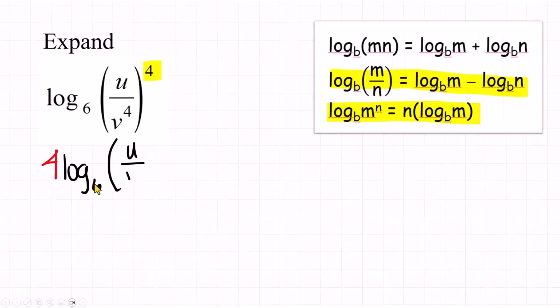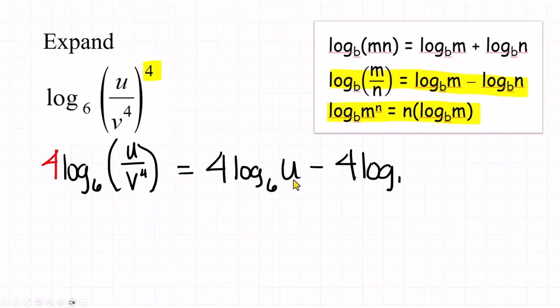We have 4 times log base 6 of u divided by v to the 4th. That simplifies things a little bit. That 4 moved to the front. Now we have to deal with this division by changing it into a subtraction of each thing. And we're going to get 4 log base 6 of u minus 4 log base 6 of v to the 4th.